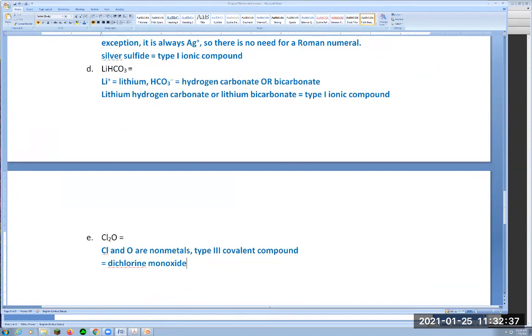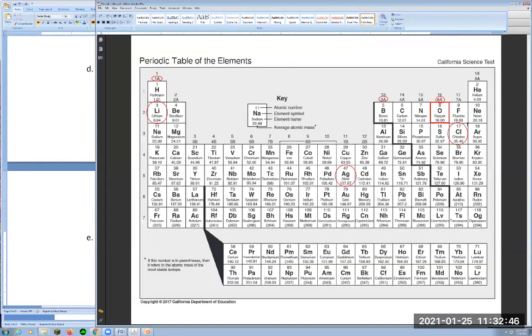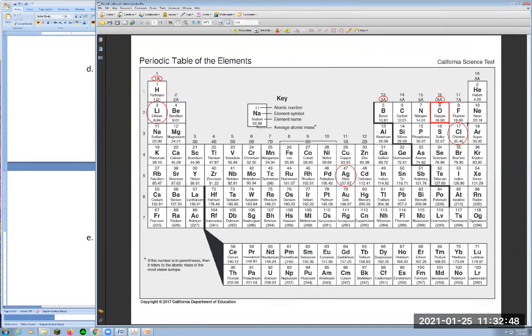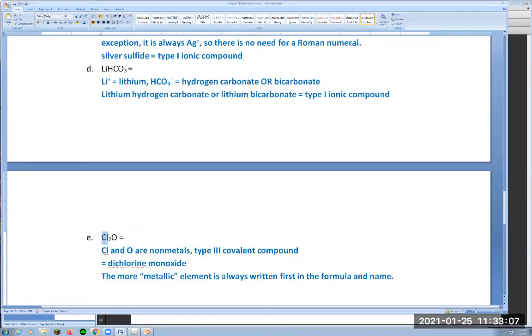Okay, let's move on to the next one. Oh, yeah, let me just add here. The more metallic element is always written first in the formula and name, right? And between chlorine and oxygen, well, it's hard to tell really because we said that the metallic character varies from helium to francium, increases this way. And really oxygen and chlorine are at the same level here, but because it's chlorine first in the formula, you name chlorine first in the name.